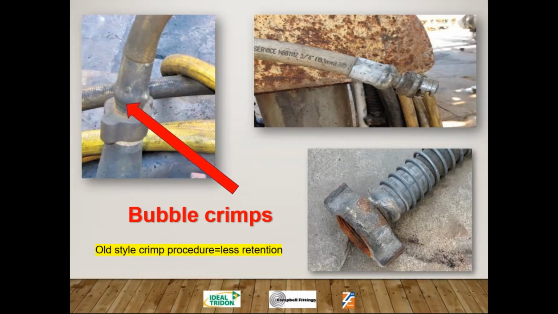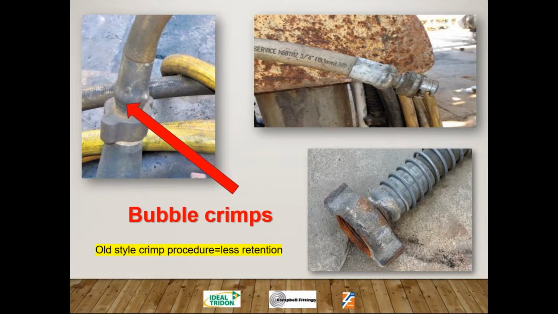One thing to keep in mind too, you'll see quite a bit of bubble crimps, at least I have in the past. So the left bubble crimp is on a steam fitting. You have a Thor fitting top right and then another steam at the bottom. This is basically an old style crimp procedure that is still kind of perpetuated to this day.